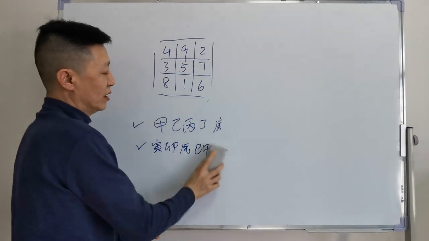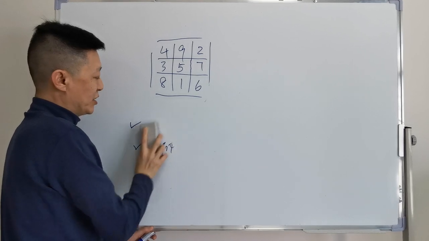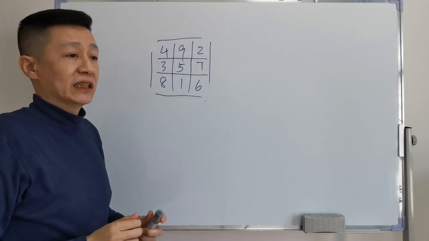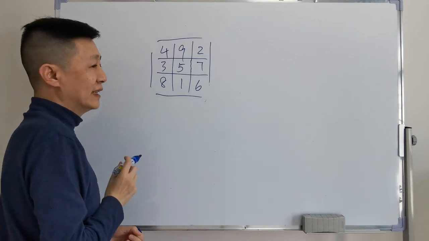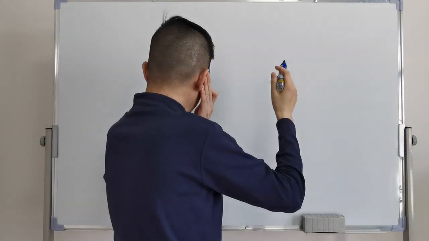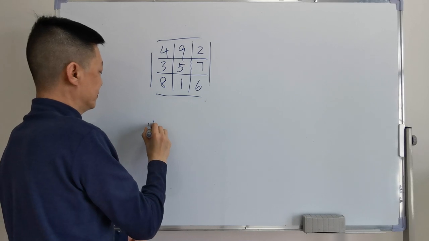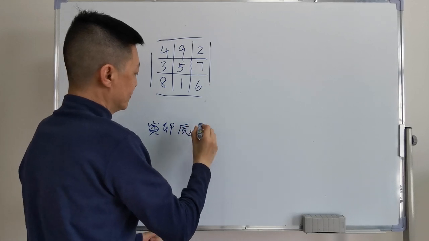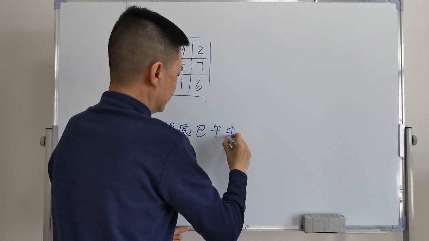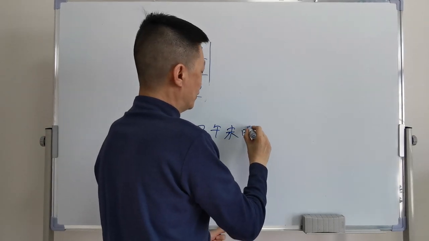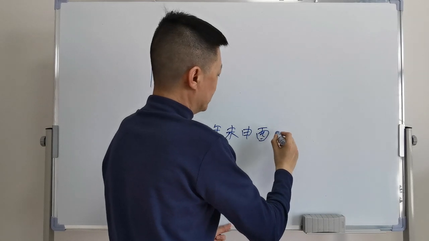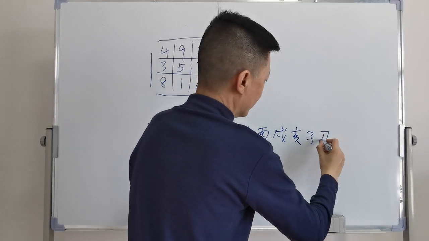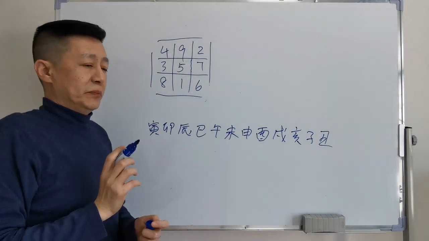So now I'll explain to you what is actually the mixture of yin and yang in the 24 mountain. The mixture of yin and yang of the 24 mountain is actually the 12 animals. I'll explain to you why it is the 12 animals. This is the 12 animals. Okay, why is it the 12 animals?